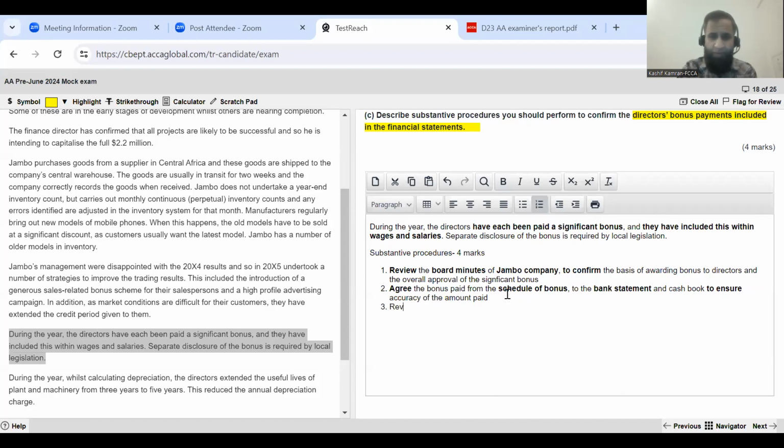Disclosures. Review the disclosure notes in the financial statements to confirm whether a complete disclosure of the director bonus is given as per laws and regulations. Something like that. I've given you three. You need to write the fourth one.